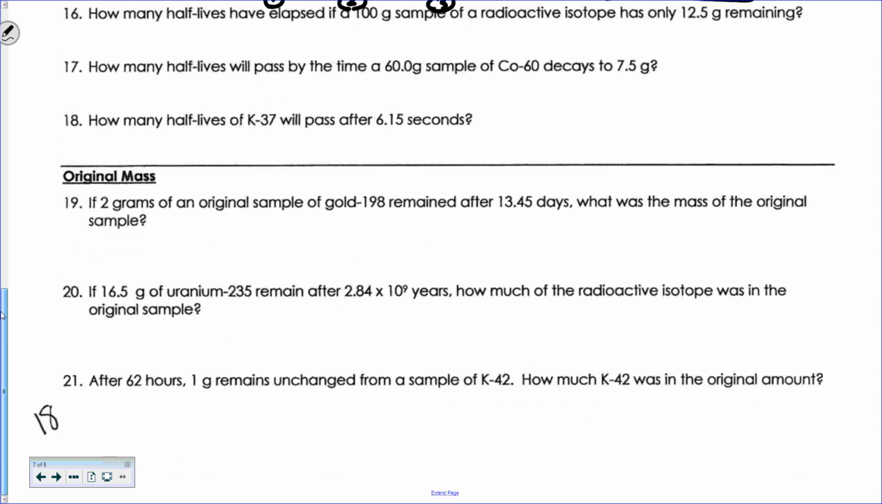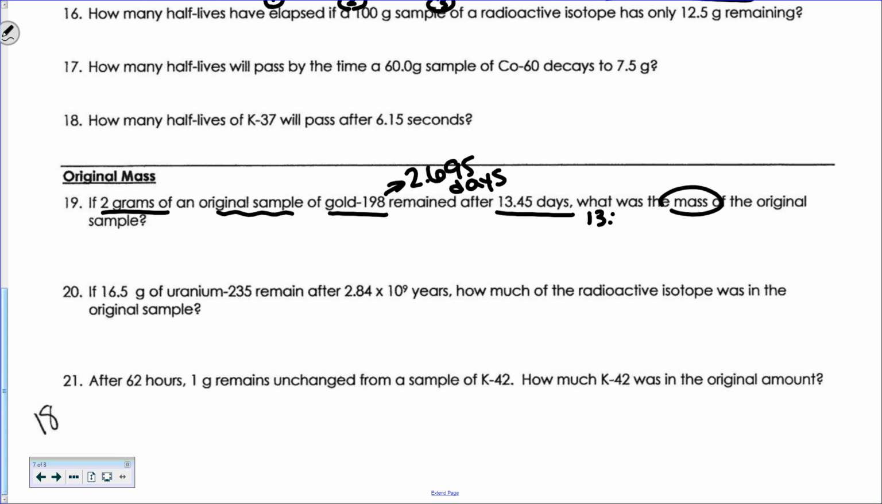Let's do an original mass problem. Number 19. If 2 grams of an original sample of gold 198 remained after 13.45 days, what was the mass of the original sample? Well, let's go to table N. Let's look up gold 198. Gold 198 has a half-life of 2.695 days. So we went 13.5 days. So let's see, how many half-lives is that?